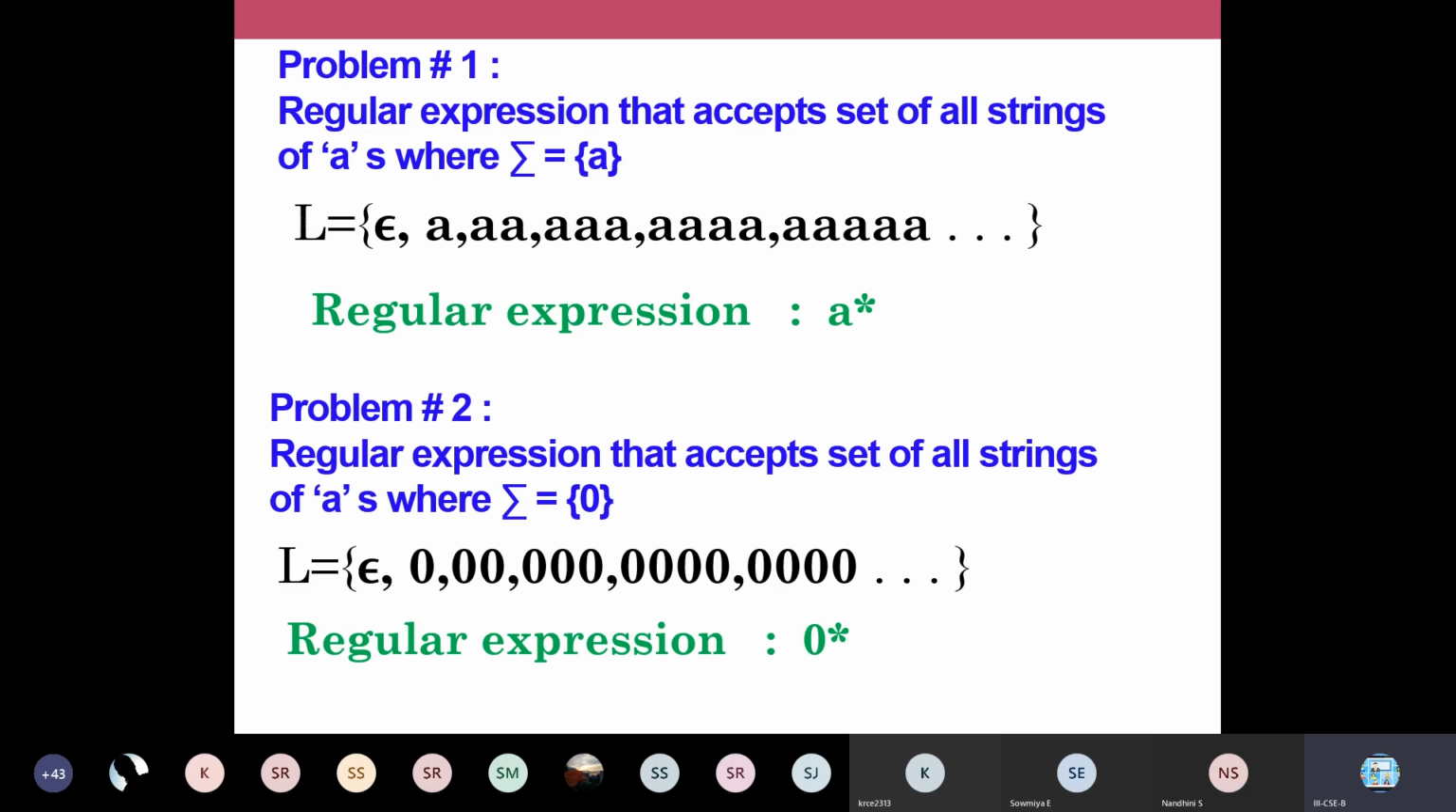You just write down in your notebook. In the first problem, we are going to see how to write a regular expression that accepts the set of all strings of A's.